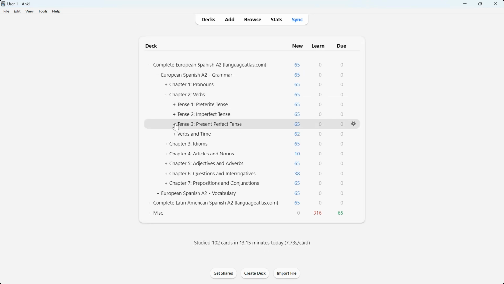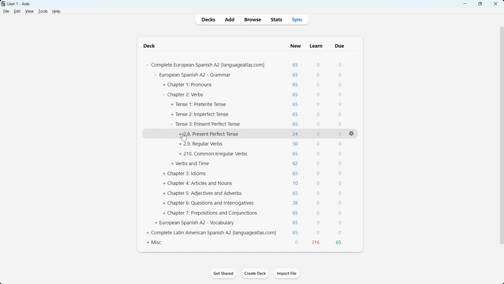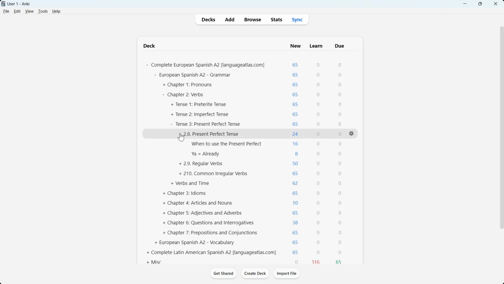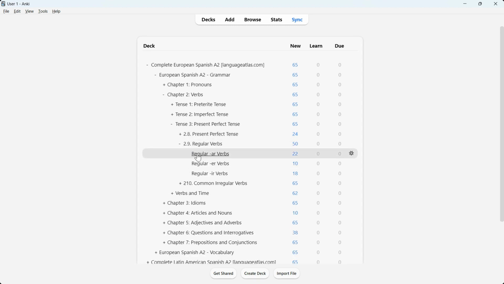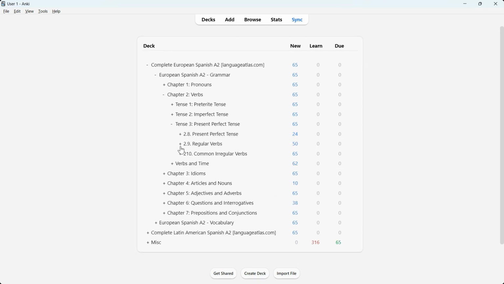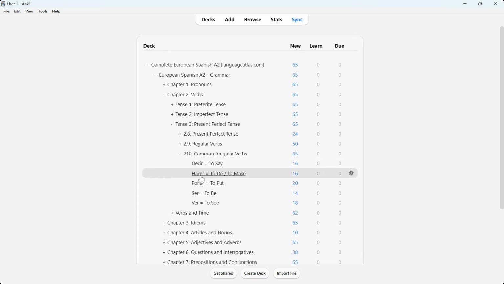Then we go to tense 3, which is the present perfect tense. And again, we have when do you use the present perfect tense, as you see over here, and a bit on how to say already. We have regular verbs, so again, AR, ER, and IR verbs. We have the common irregular verbs, so how to say to do, to make, to put, to be, and to see.